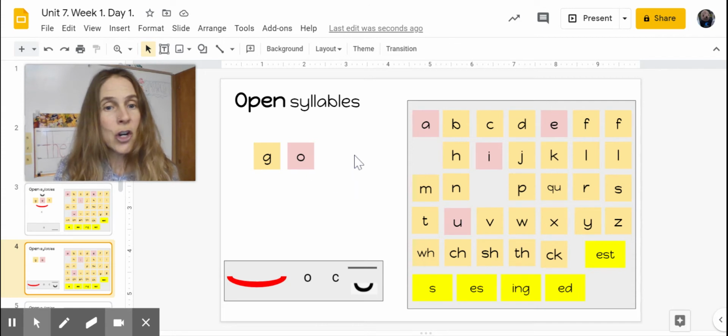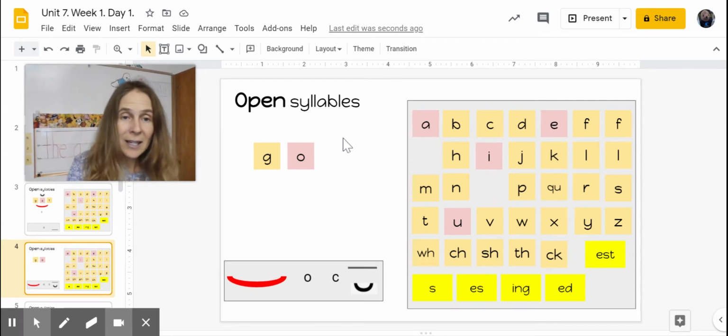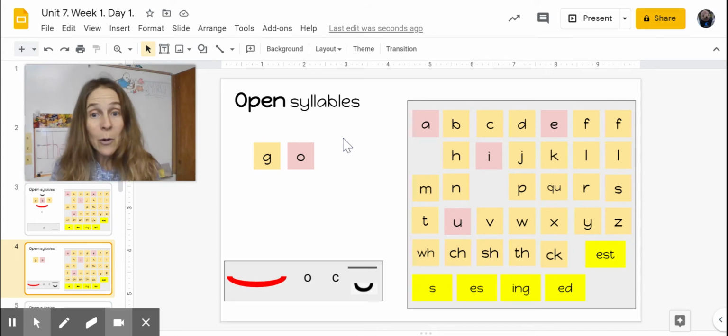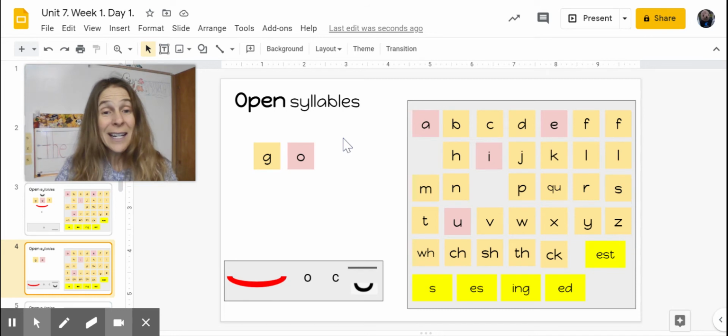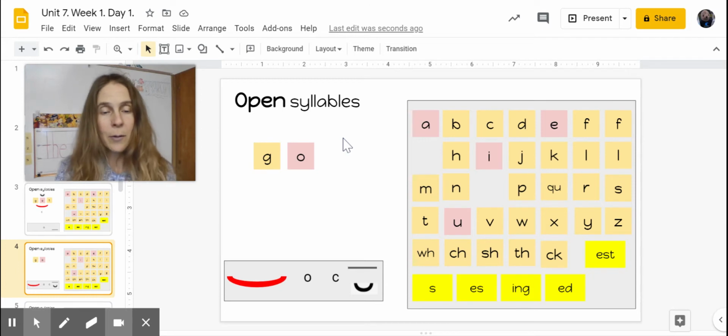G-O, but no T, no consonant closing in the vowel. So my vowel is free to run away. My vowel is free to say its name forever. It's open. So my vowel sound is going to be long. Oh, now my word is G-O, go. So let's take a look how we would mark this.